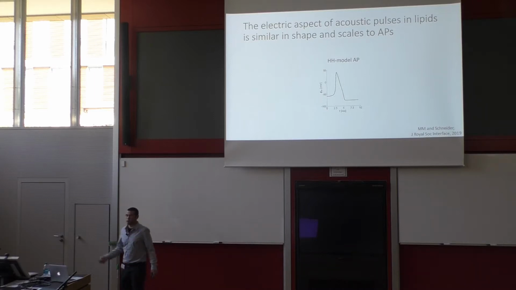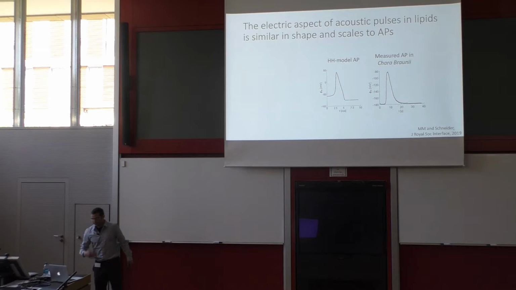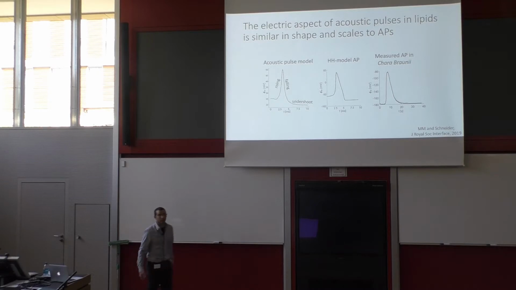So here's a calculation of a pulse from the Hodgkin-Huxley model. It is a representation of an action potential in the squid giant axon. And here's a measurement of an action potential in a plant cell. And here's the calculation of the electrical aspect from this acoustic model. So you can recognize that the qualitative shape is not so different. We can recognize a rising phase, a falling phase, and an undershoot phase.